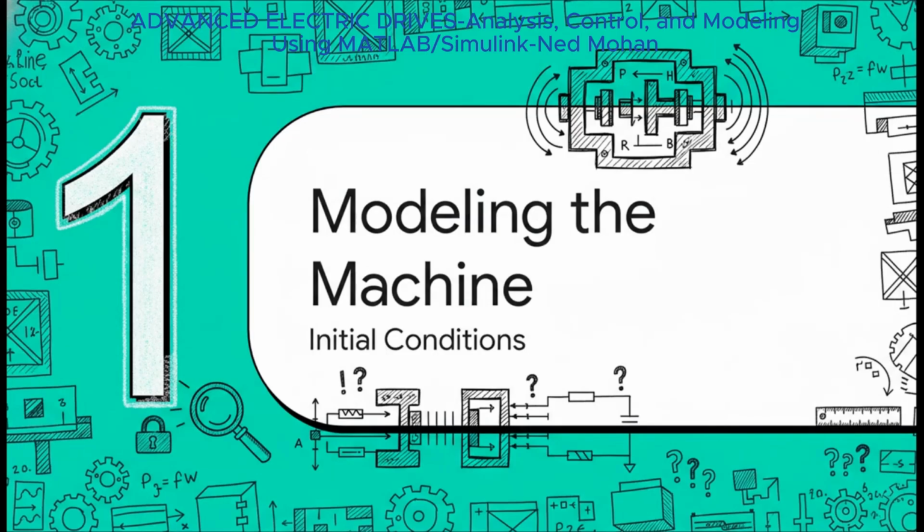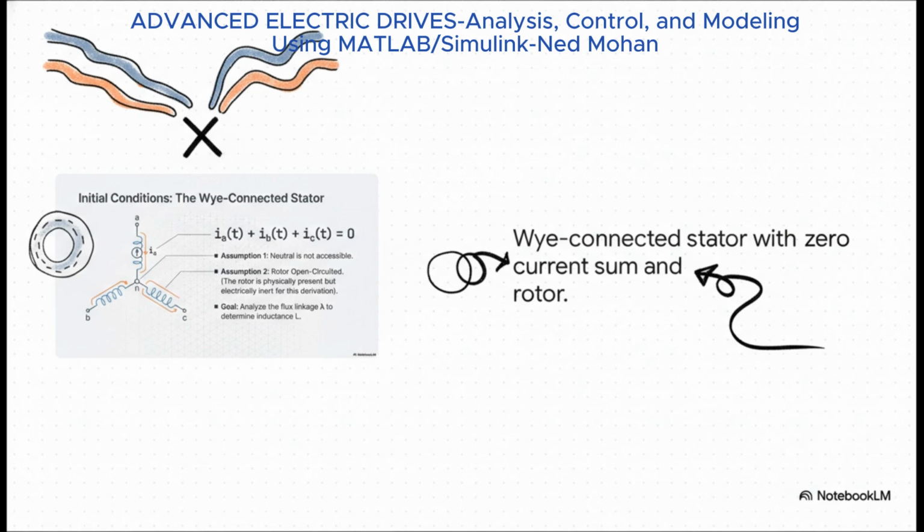All right, first things first. Before we can analyze a single thing, we've got to set some ground rules. We need to clearly define the initial conditions and the assumptions for our system. Okay, so we're starting with two really key assumptions for looking at the stator. First, the neutral point isn't connected to anything, which means the three-phase currents have to add up to 0. And second, for now, the rotor is just sitting there. It's present, but we're going to treat it as electrically inert.